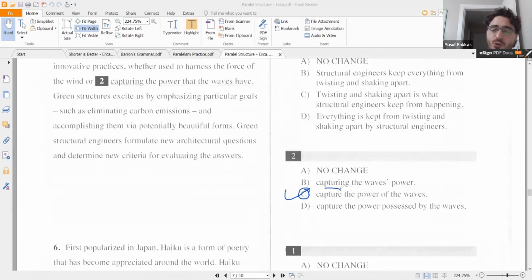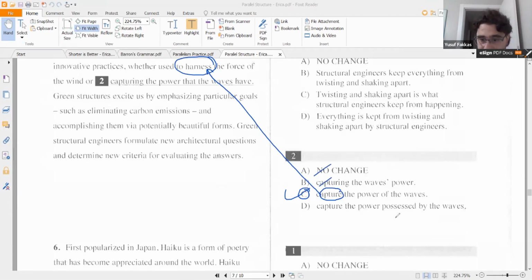Now, Radwa, why did you choose the base form, capture? Based on what? The verb before it is in infinitive. Thank you. So use to harness or capture. That's why we cannot choose A or B because they have ing.